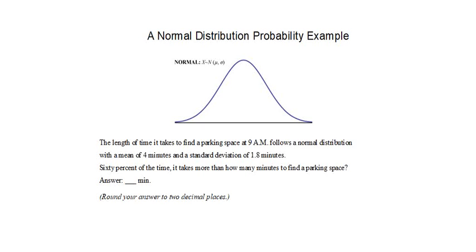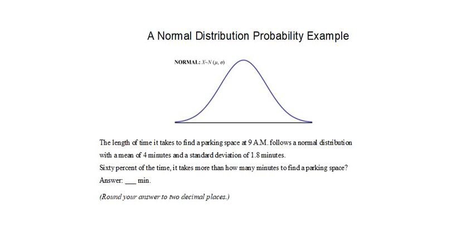In this example, we're told that the length of time it takes to find a parking space at 9 a.m. follows a normal distribution with a mean of 4 minutes and a standard deviation of 1.8 minutes. Well, 60% of the time, it would take more than how many minutes to find a parking space? So in other words, somehow we're going to have to figure out, all right, 60% of the time I'm going to be spending more than this many minutes looking around for a parking space. How do I figure it?